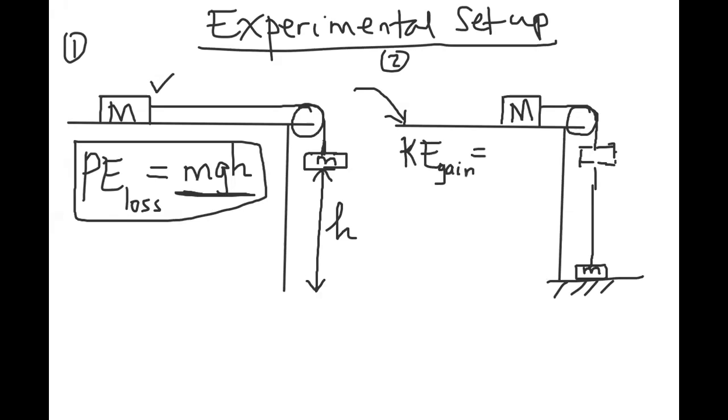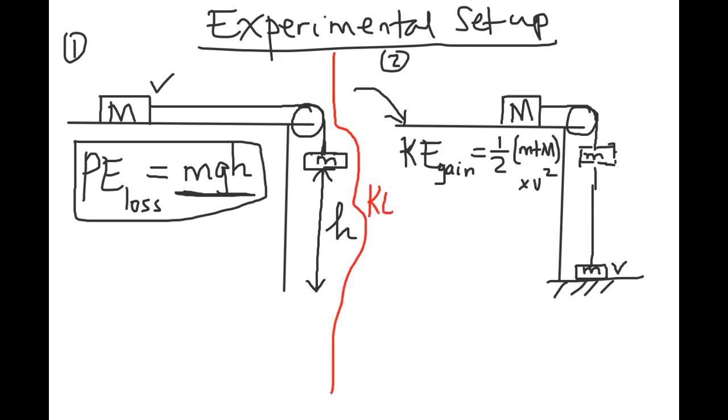The kinetic energy gain has to be equal to 1/2 times the total mass that is falling, the smaller mass and the bigger mass. So two masses are moving, times v squared. Let me write this again because I don't have enough space. The kinetic energy gain must be equal to 1/2 times the total mass that's moving times velocity squared. This velocity v is the striking velocity, the velocity just before the mass hits the ground.